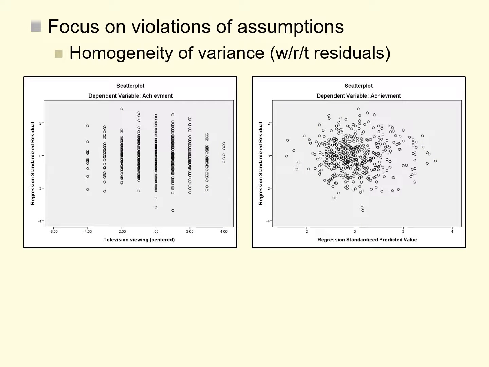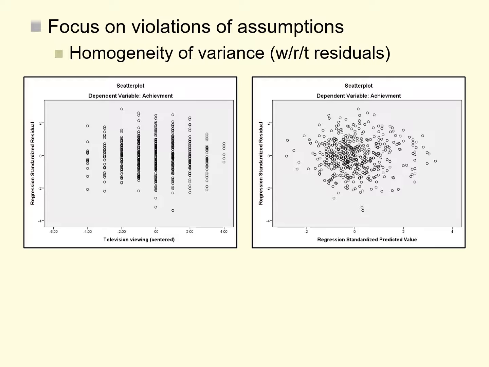I can also think about the assumption of homogeneity of variance, again, with respect to residuals. Here, there are different ways to evaluate this assumption. The easiest ones to use for regression type analyses are just simple scatter plots, where we, for instance, look at different levels of the predictor variable, in this case television viewing, and the distribution of standardized residuals. We can get a similar idea if we look at different levels of prediction, like at different levels of the predicted outcome variable.